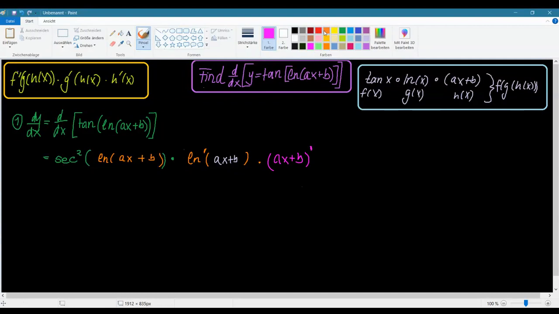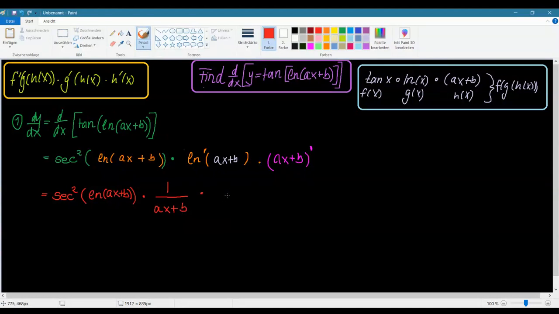All right, so now that we know this, we're going to just take the derivatives of each thing. So now we have secant squared x of ln ax plus b. We don't need to worry about that anymore. Now we have to take the derivative of ln x, where the x is ax plus b, and the derivative of ln anything is 1 over the argument, so 1 over ax plus b in this case.